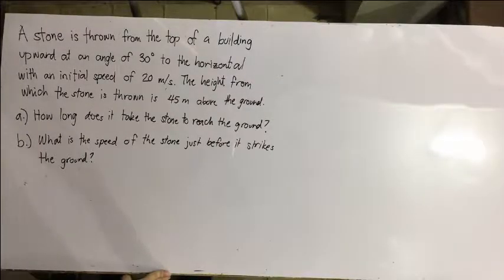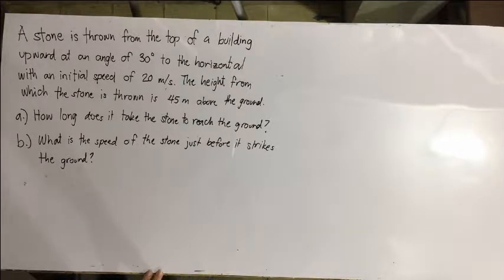In this tutorial example, a stone is thrown from the top of a building upward at an angle of 30 degrees to the horizontal with an initial speed of 20 meters per second. The height from which the stone is thrown is 45 meters above the ground. So we are to determine how long it takes for the stone to reach the ground and the speed of the stone just before it strikes the ground.